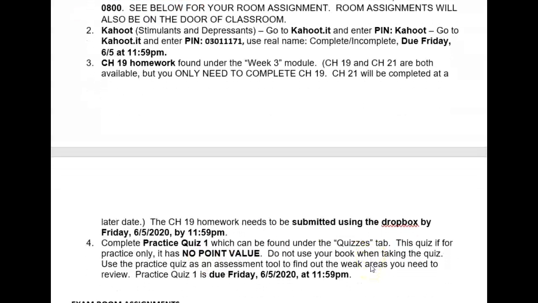And if you prefer to type out the answers, 1C, 3B, and send it that way, if you scan it, if you take a picture, whatever it is, it just needs to be submitted by the Dropbox by Friday at 11:59.